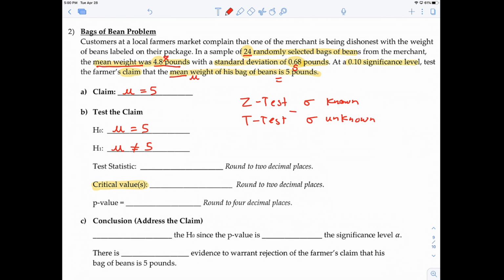So in this case, we're going to use a t-test because sigma is unknown. Sigma, again, is the population standard deviation. This standard deviation is the sample standard deviation, which means sigma is unknown. We're not given sigma in this problem. All right, so let's go ahead and put it in the calculator.